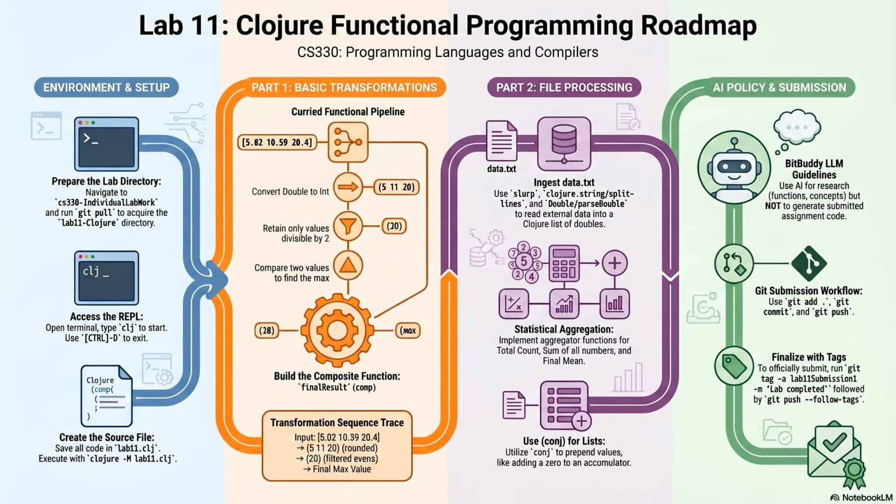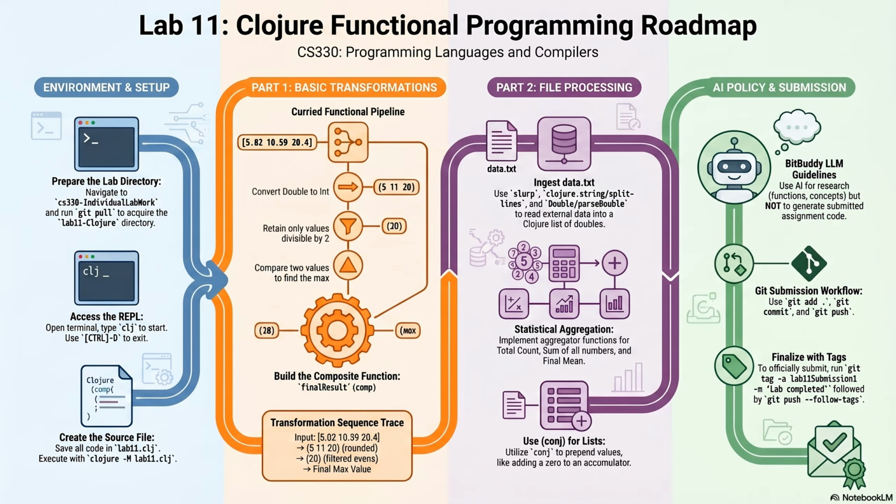Basically, if you forget the exact syntax for splitting a string into lines or how the conj function operates, you can totally ask the LLM for a sample snippet. It acts as an interactive, highly specific reference manual. But the hard boundary here is that you cannot use the LLM to write the actual logic you're submitting for the assignment. And of course, standard citation rules apply for anything you do research.